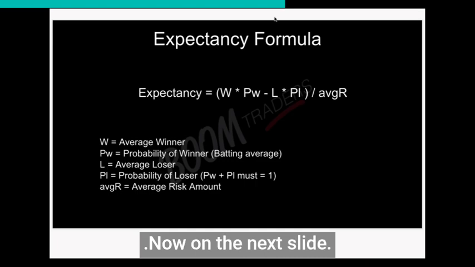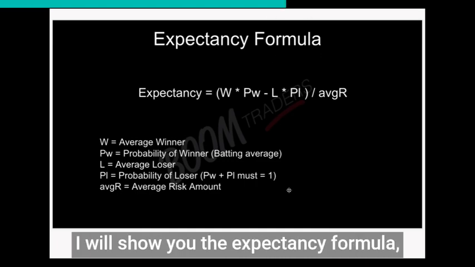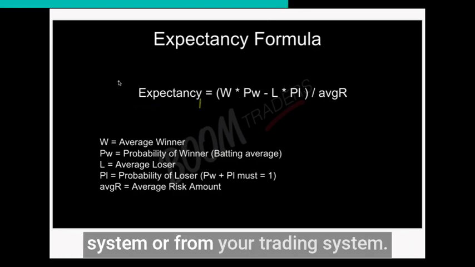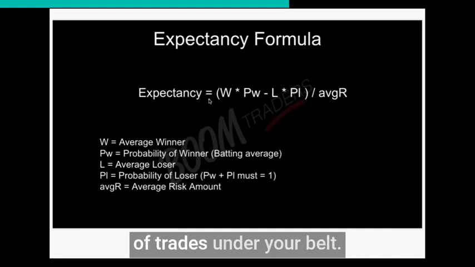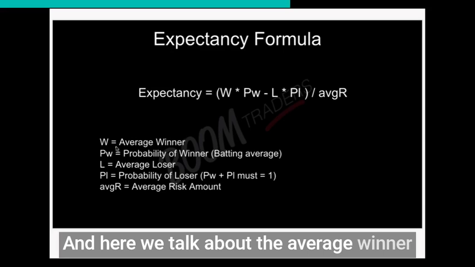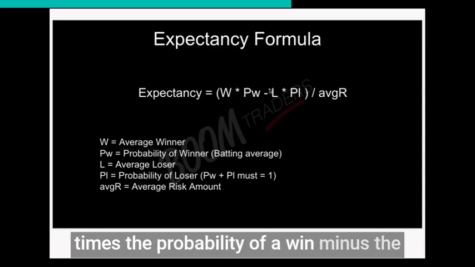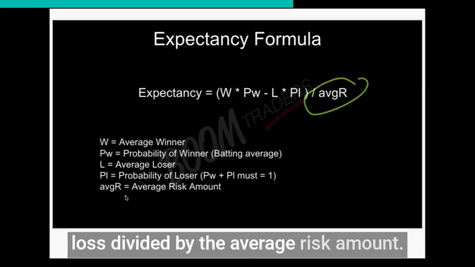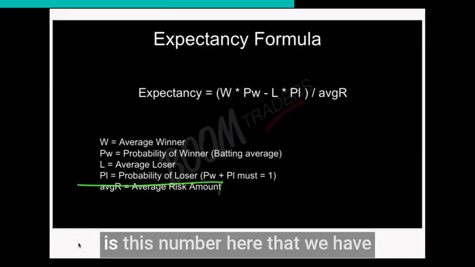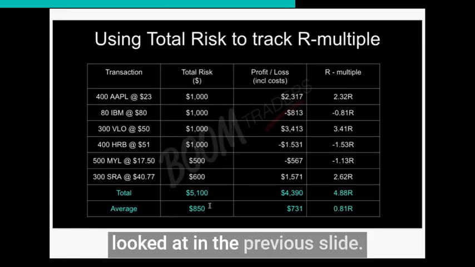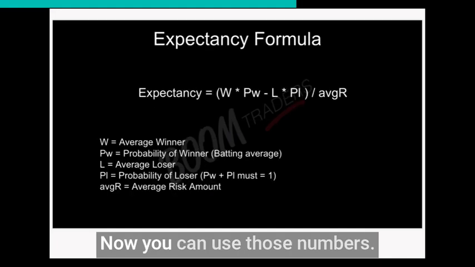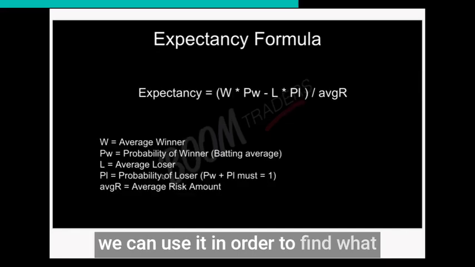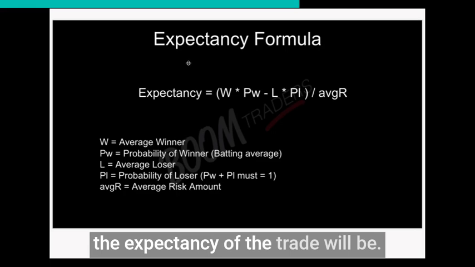Now, on the next slide, I'll show you the expectancy formula, which looks at basically how to evaluate what you can expect from a trading system once you get a good number of trades under your belt. And here we talk about the average winner times the probability of a win minus the average loser times the probability of a loss divided by the average risk amount. Now, the average risk amount is this number here that we have looked at in the previous slide. You can use those numbers, and if we take this system, for example, we can use it in order to find what the expectancy of the trade will be.